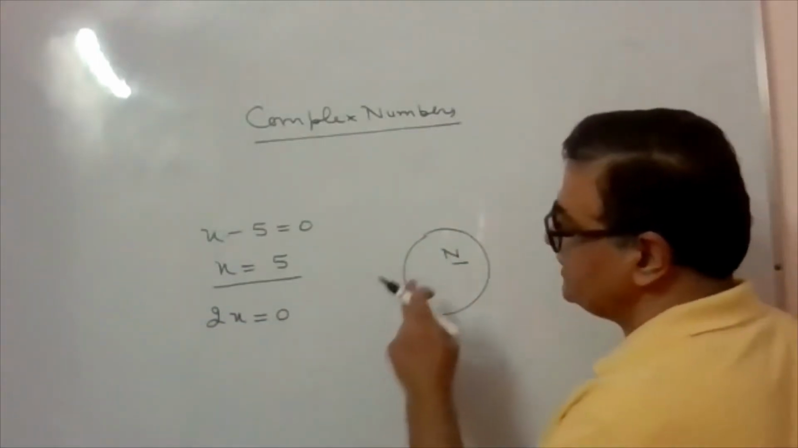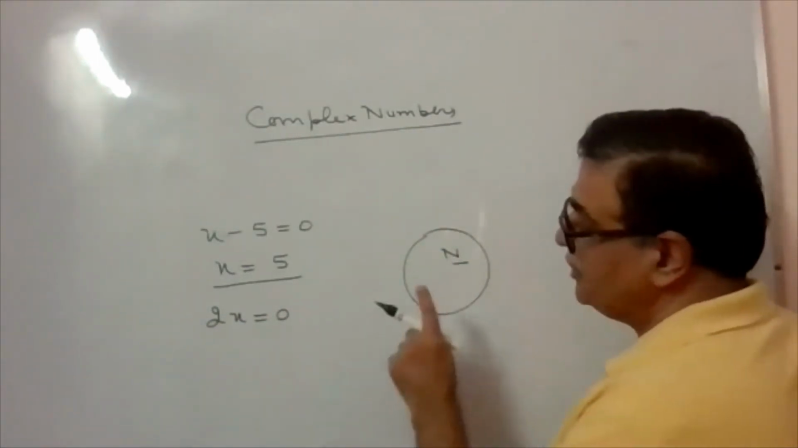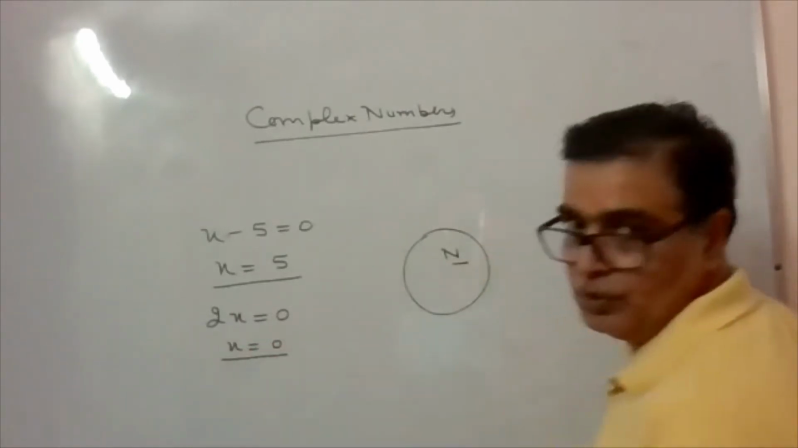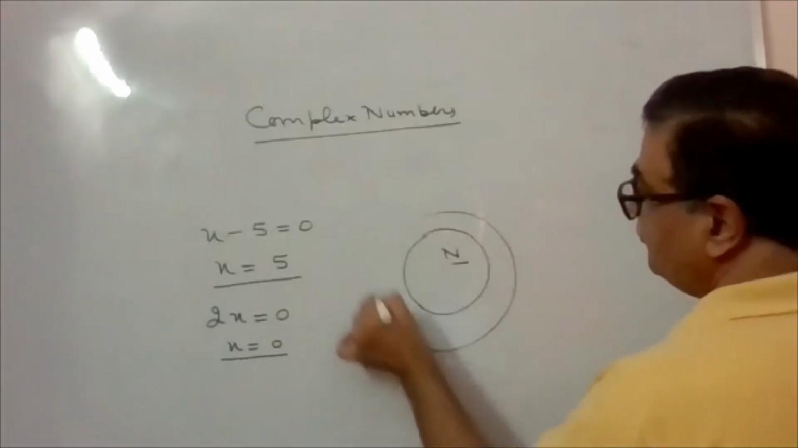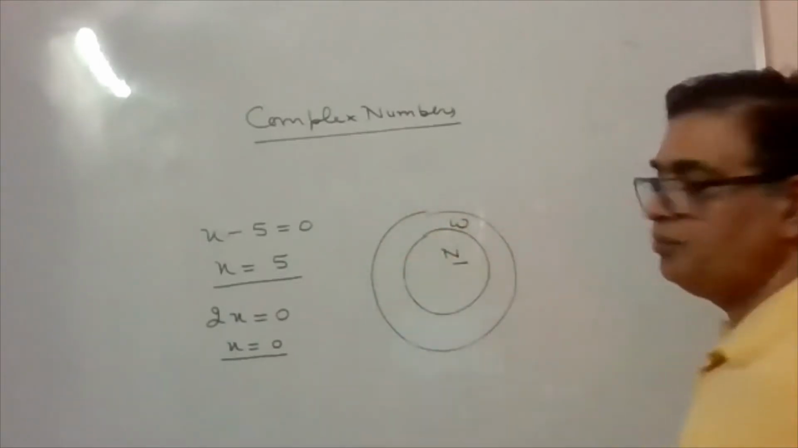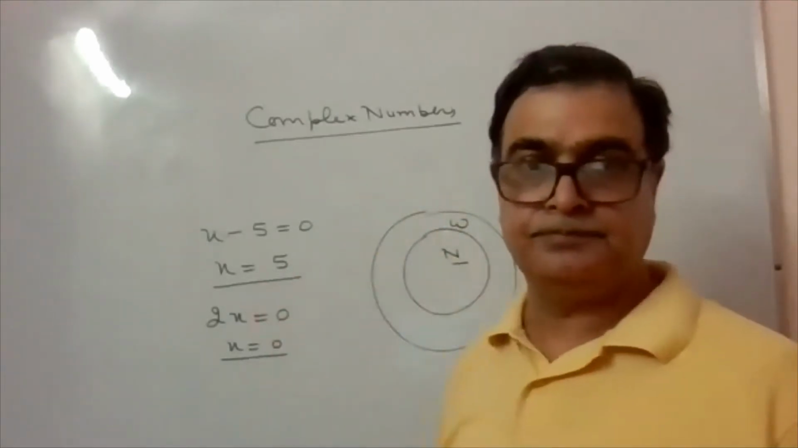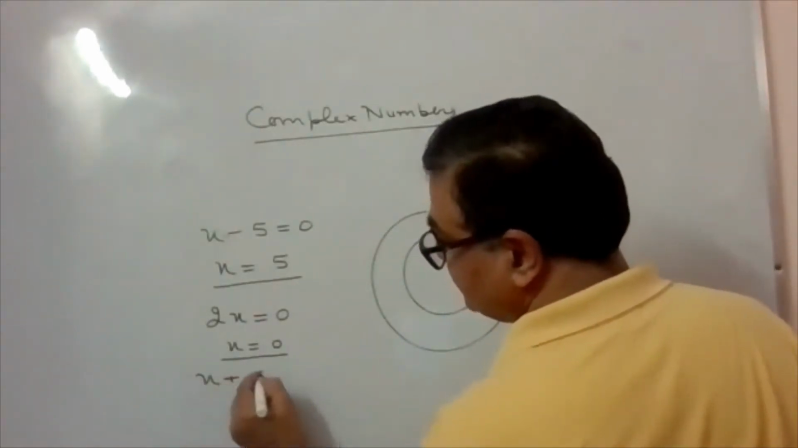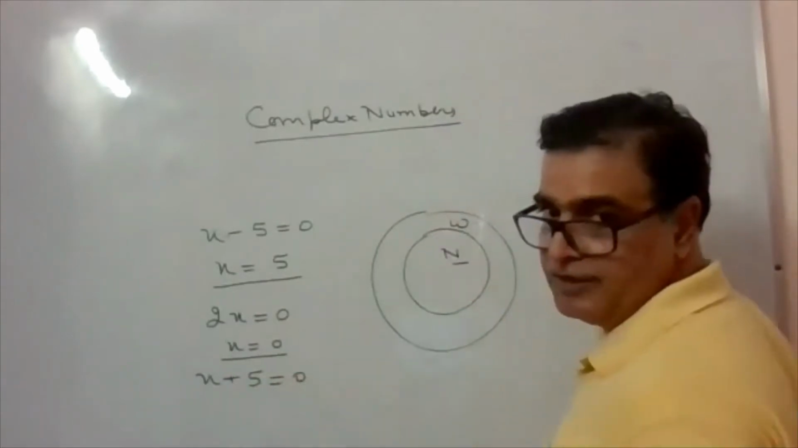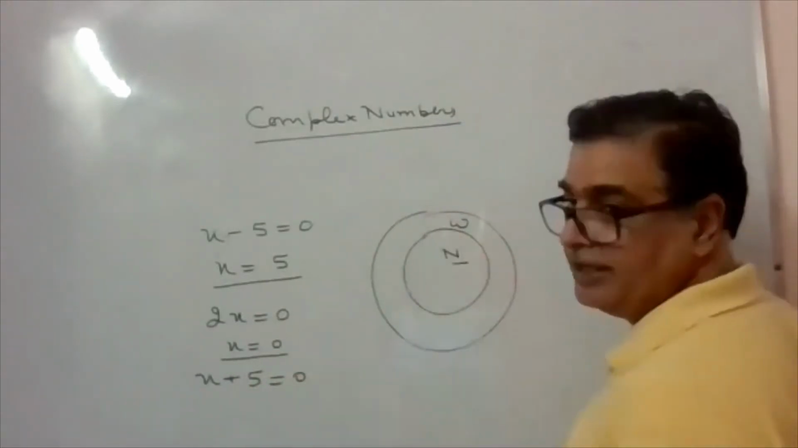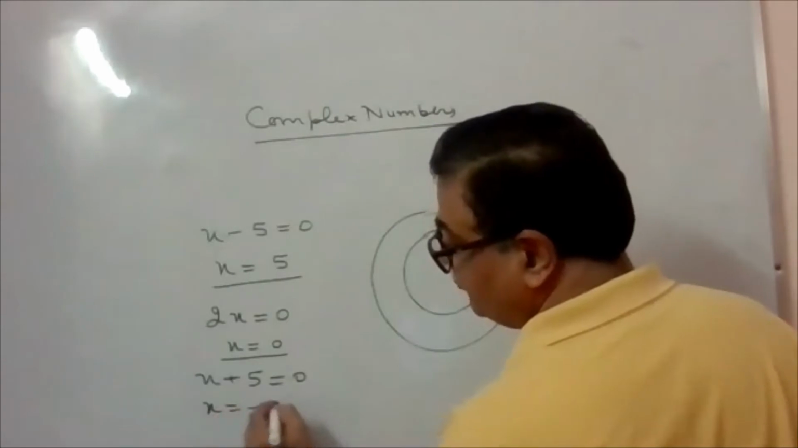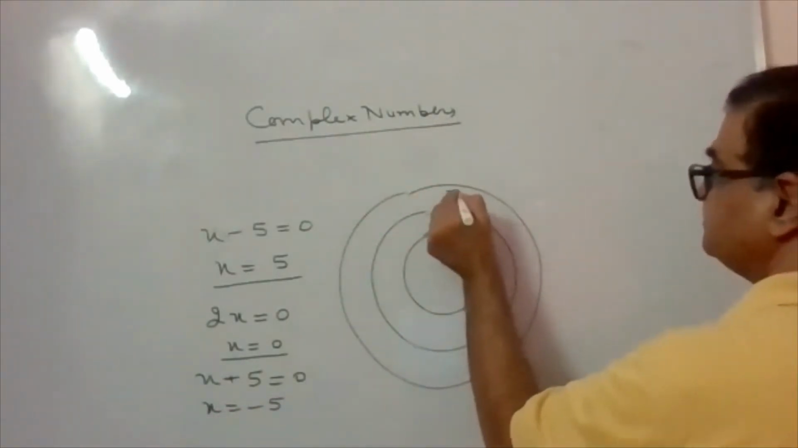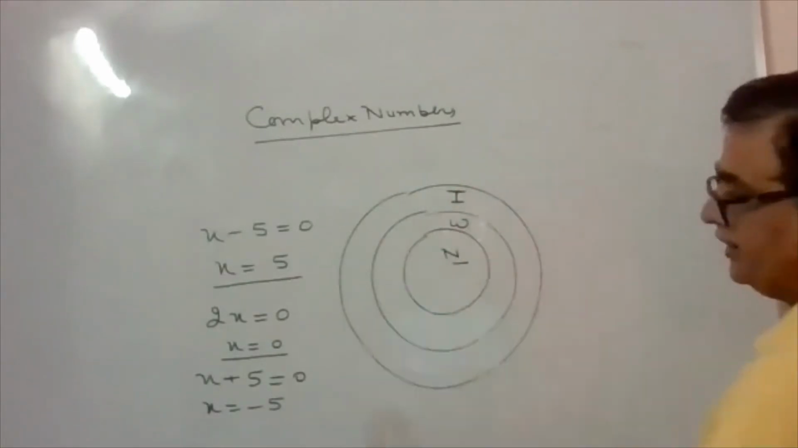Later on, we got an equation like this, 2x is 0. Then the problem we faced was that there is no natural number which will give this answer. And at that time we introduced another number, 0. That means we extended our number system to whole numbers. Then the third situation came, x plus 5 equal to 0. The problem was there is no negative number, so we introduced negative numbers and we call them integers. This is I or J, whatever you want.